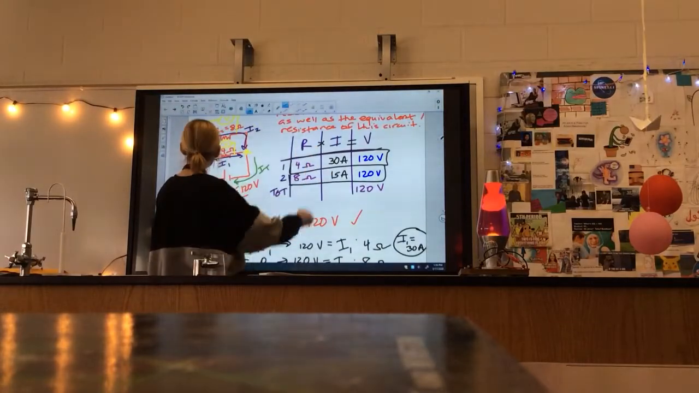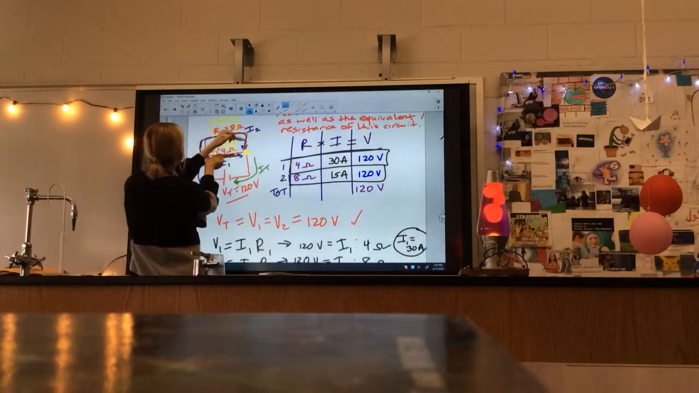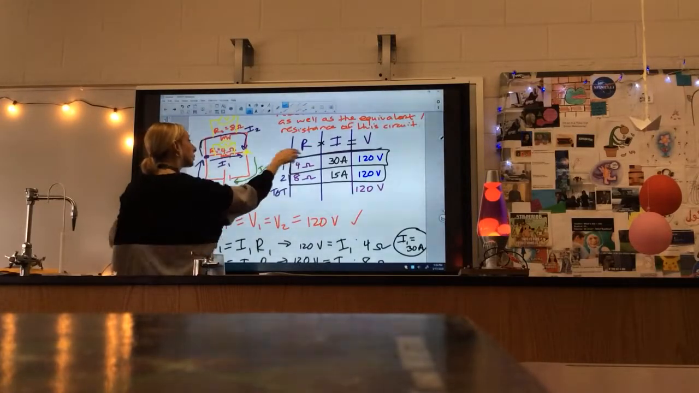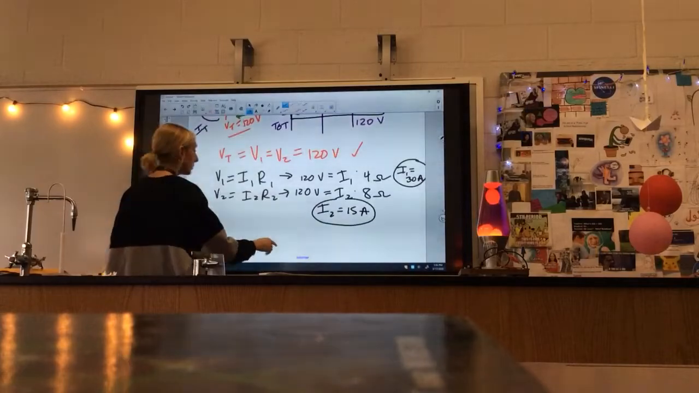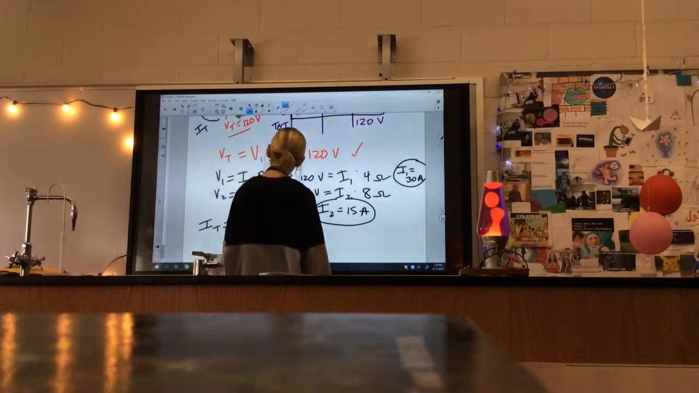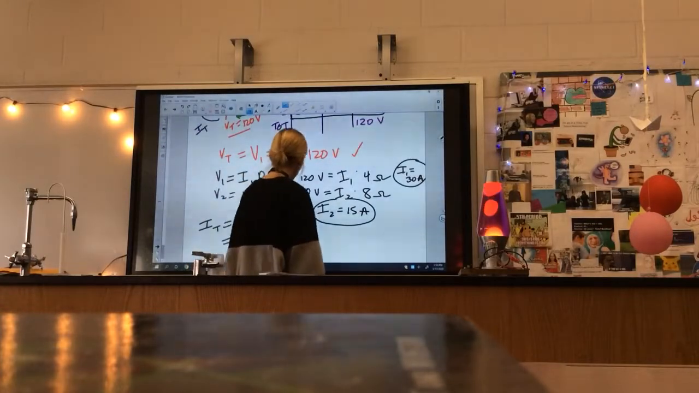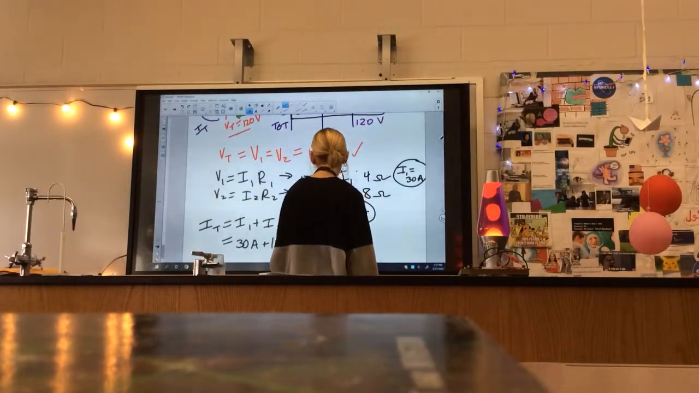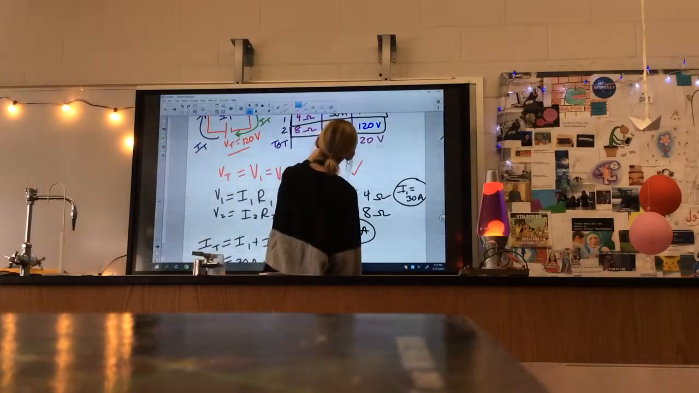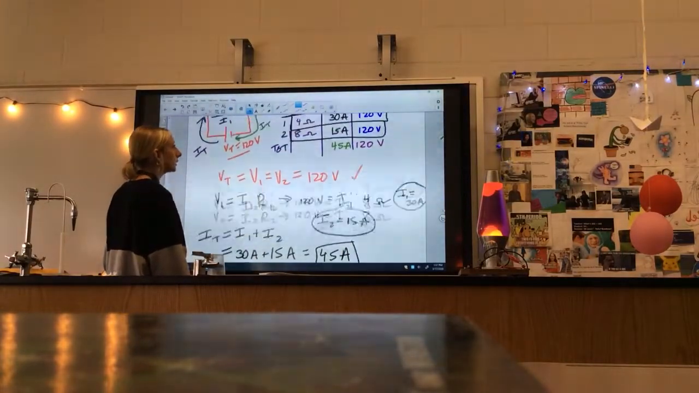And what we know about current is that whatever our current is from I1, 30 amps, will be rejoined by the current from I2, which is 15 amps, and therefore our total current should simply be 45 amps, because I total is equal to I1 plus I2. So now we have 30 amps plus 15 amps, which is 45 amperes of current. Now I'm going to write that value in. And at this point, our chart looks as follows.